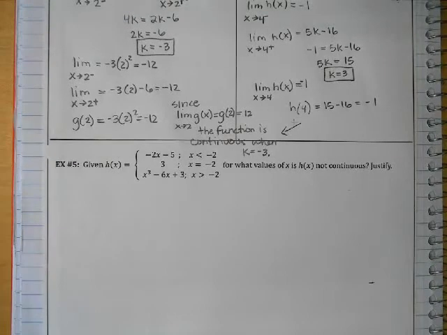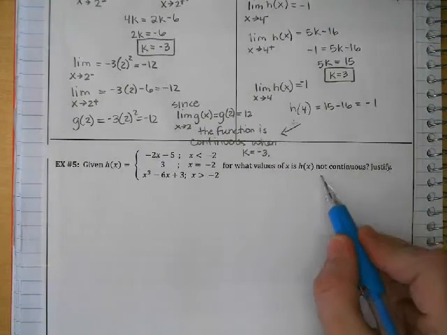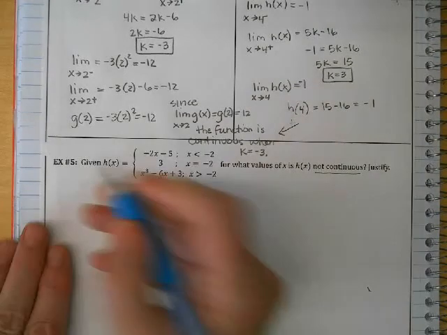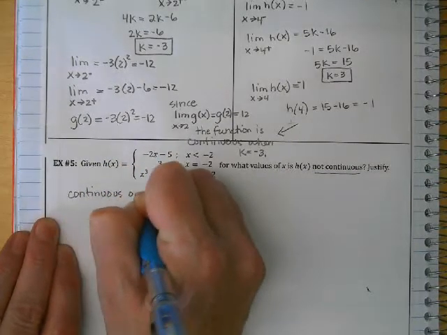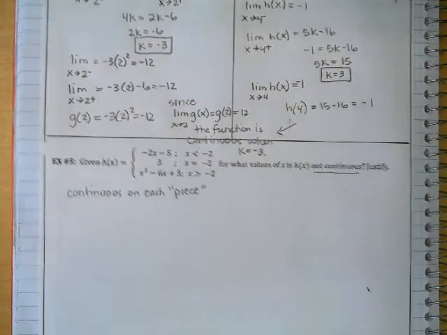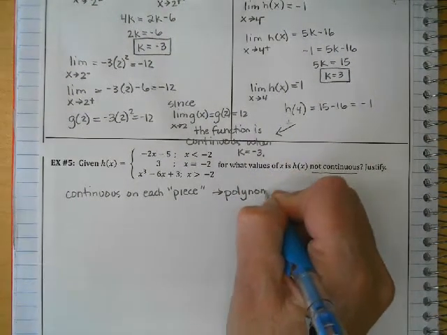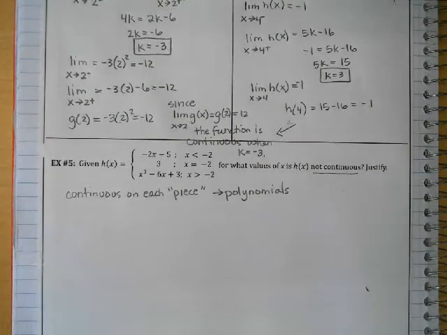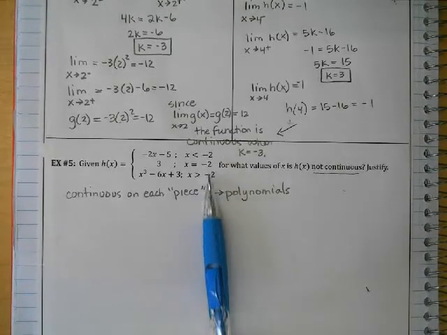Okay, so let's look at this third one here that says, for what value of x is this not continuous? Well, I know it's continuous on each piece. Let me make a note that it's continuous on each piece, and I know that because they're all polynomials. We talked about that in our last video. So the only place that there could be a problem is at -2.